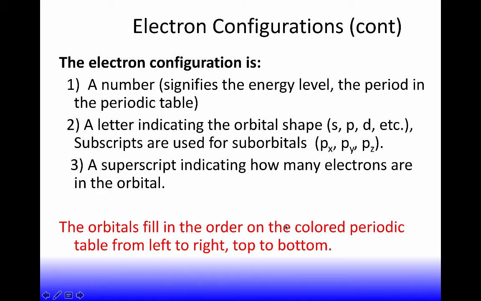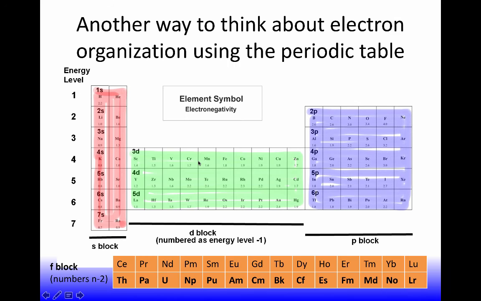Now, the orbitals will fill in the order on the colored periodic table. Now, everybody, hopefully you printed this colored periodic table as per the instructions. You were asked to have that handy so you could refer to it. So orbitals fill in the order of this colored periodic table from left to right, top to bottom. Now, what does it look like?